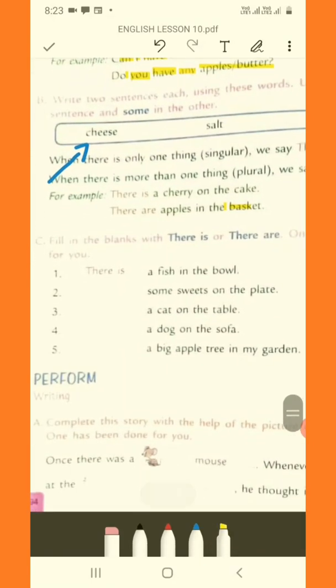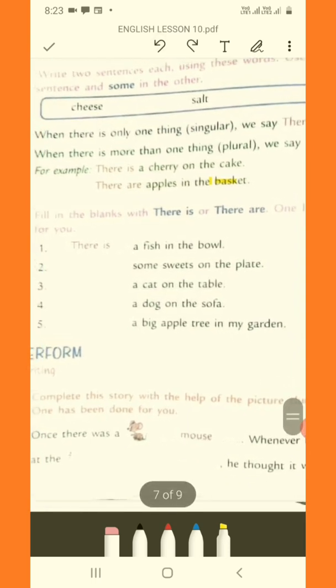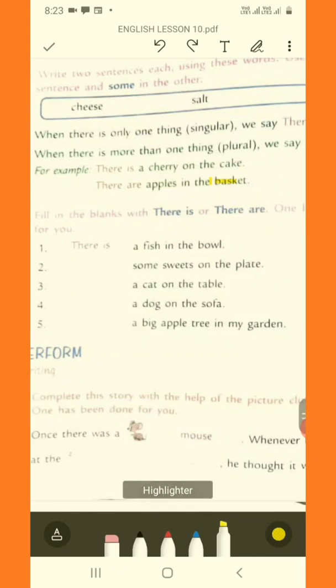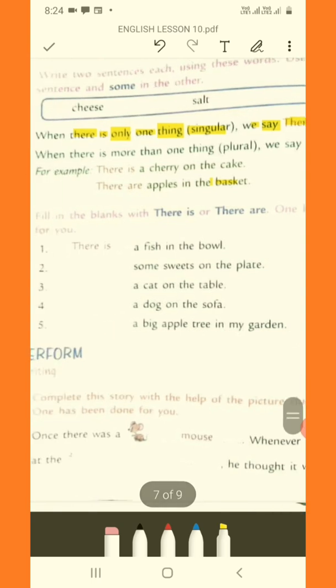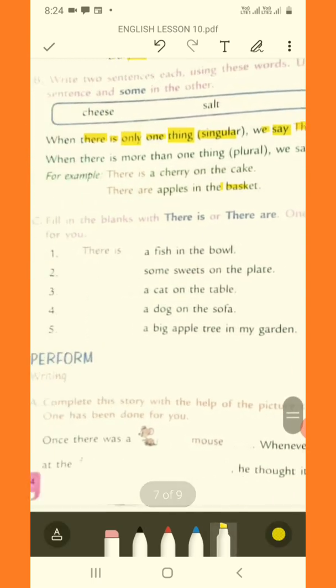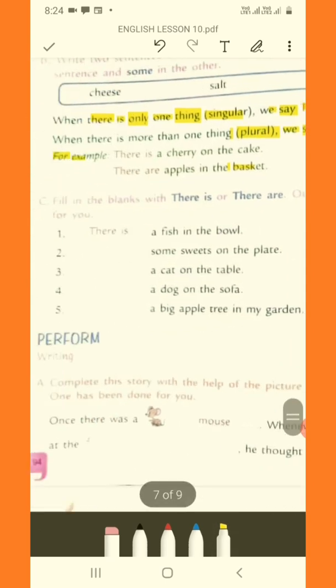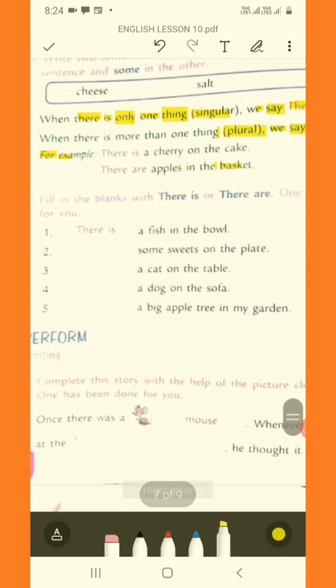And there is more to follow. What is it? Let's find out. When there is only one thing that is singular, we say there is. Okay, when there is only one thing, we say there is. And when there is more than one thing, plural, we say there are. What do we say? We say there are. Okay, example, there is a cherry on the cake. There are apples in the basket.